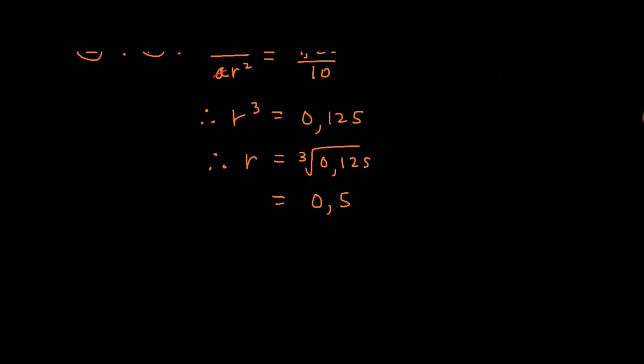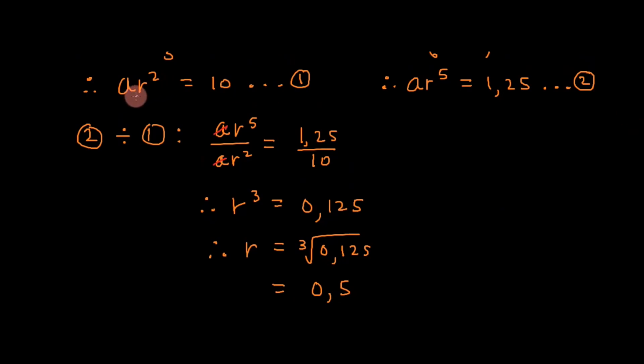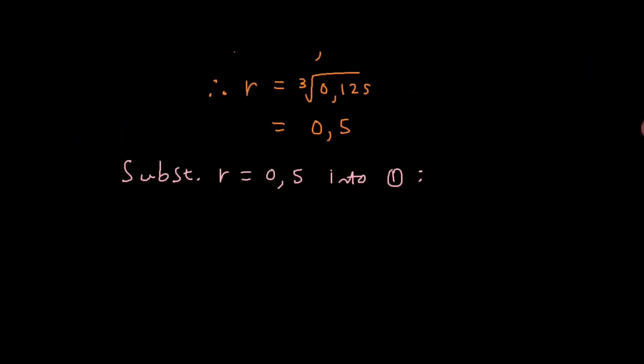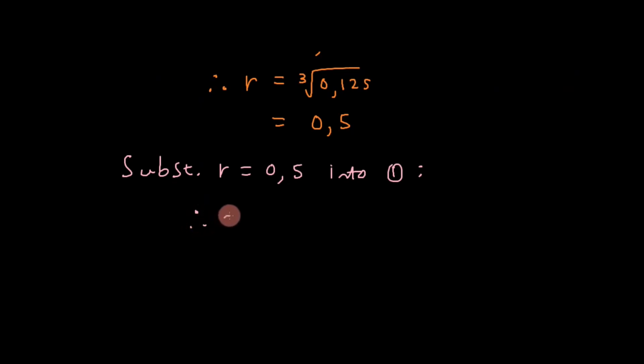So we can substitute r equal to 0.5 into equation 1. So equation 1 is AR squared is 10. So that means that A times 0.5 squared must equal 10. So A will be 10 divided by 0.5 squared.